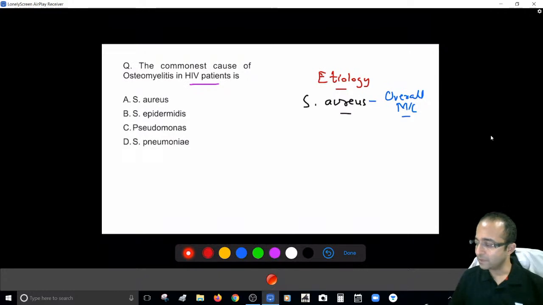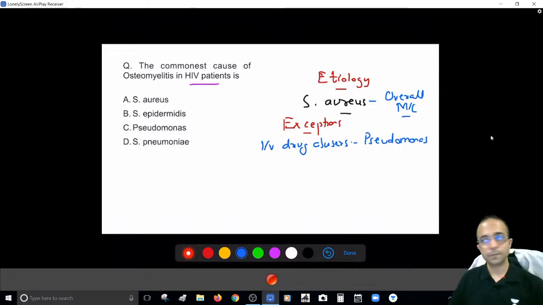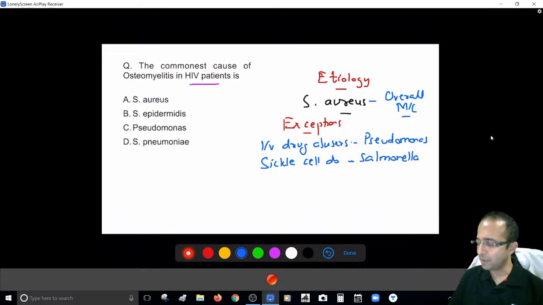So I suppose you guys are clear with what are the exceptions to this etiology. Okay. So I'll brief you on that. If you talk of the IV drug abusers, this is where the etiology would generally be this organism Pseudomonas. If you talk of people who've got the sickle cell disease, this is where the etiology would generally be Salmonella.